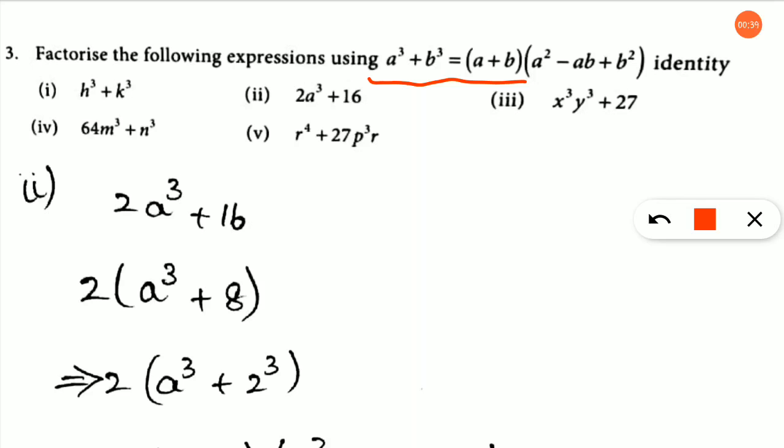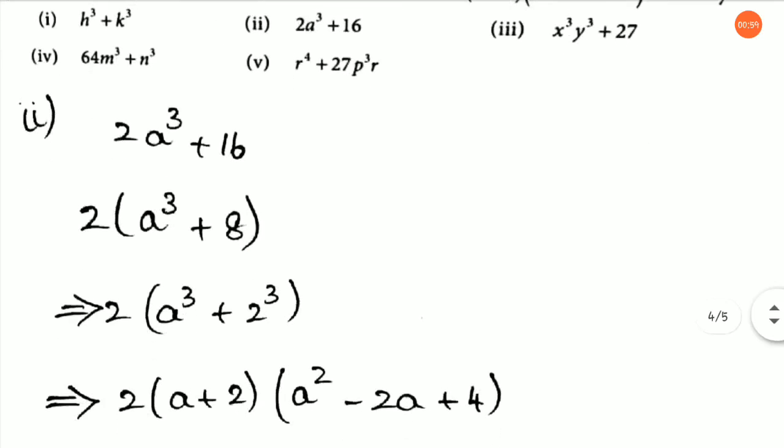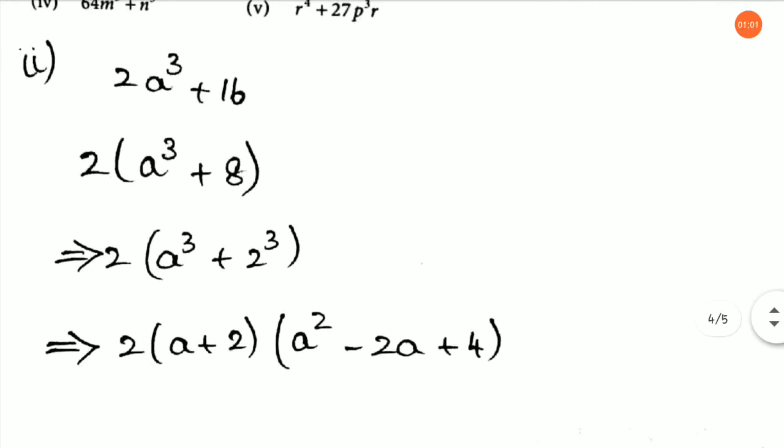For that, first you are taking the 2 out. When you are taking the 2 out, it will become a cube plus 8. Now this 8 can be converted to 2 power 3. 2 2s are 4 and 4 2s are 8. So therefore you can write it as 2 cube. Now the format has come, a cube plus b cube. Then you are going to substitute it in the formula.